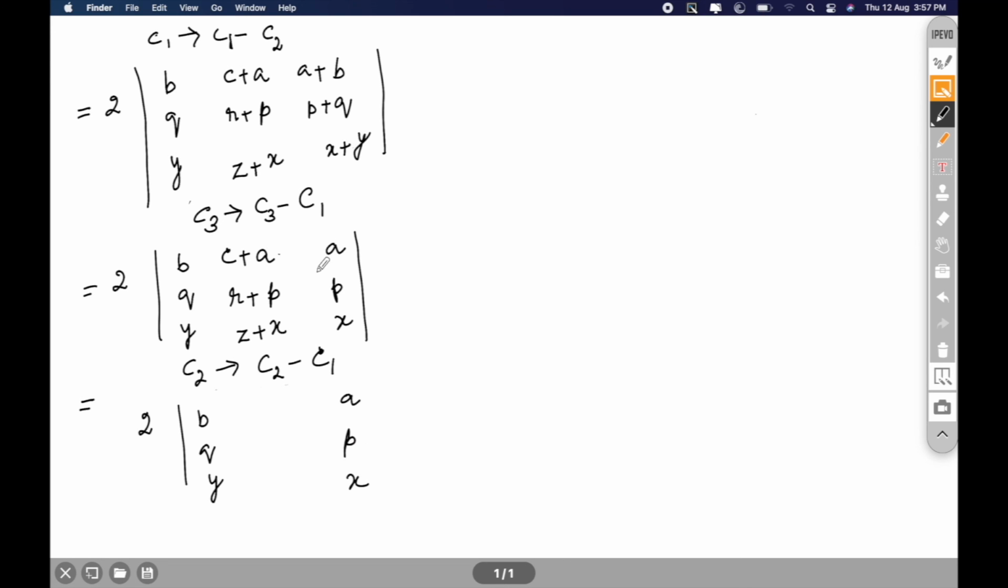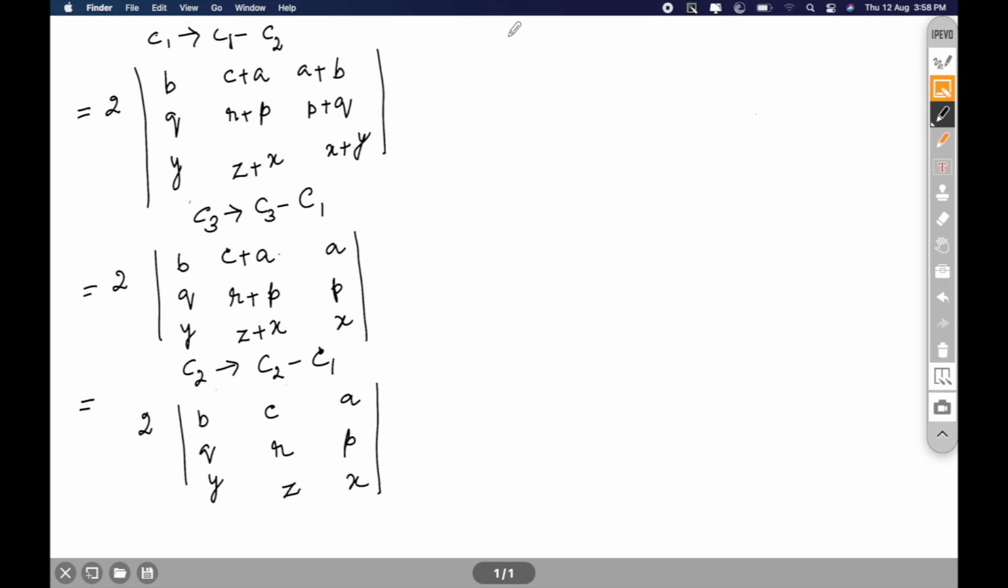So C plus A minus A gives me C. R plus P minus P is R. Z plus X minus X is Z. So we have got single elements in each of the positions, but our requirement is not yet fulfilled. You can see we have B in the second column and A in the first column. So now we have to interchange two columns.